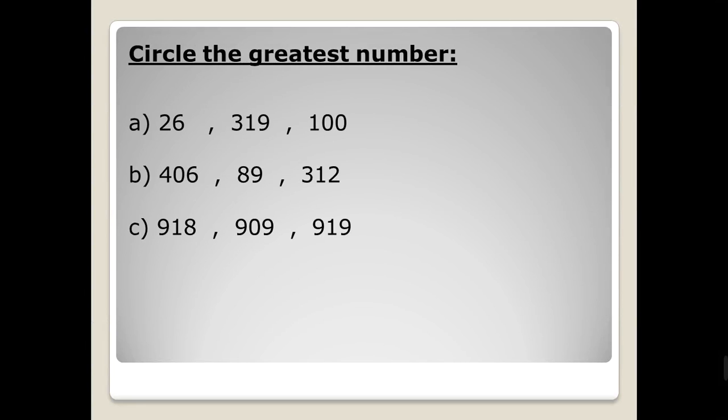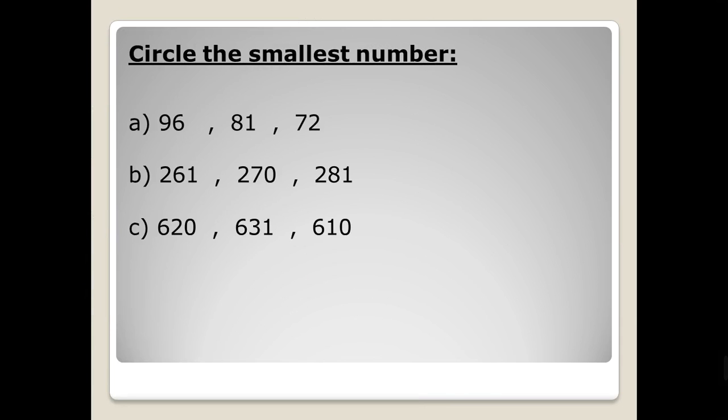Then circle the greatest number. Letter A, let's read the numbers. 26, 319, and 100. Can you tell me which is the greatest number? Yes, excellent, 319. Letter B, 406, 89, 312. Can you tell me which is the greatest number? Yes, excellent, 406. The last one, 919. Which is the greatest number? Yes, excellent, 919.